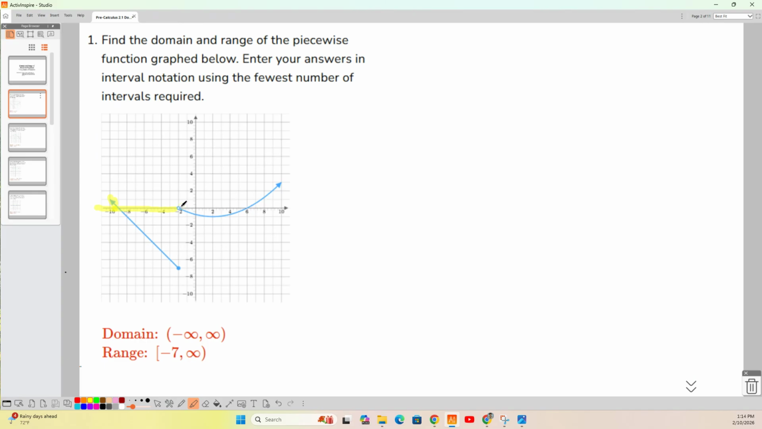Now, here's an open circle, but we have this closed circle here at -2. Because the closed circle exists here at an x of -2, that means that -2 is still a part of our x values. And then we continue. The graph exists for these x values forever. Because of this arrow here, that means the graph continues forever. So the domain goes from -infinity to infinity. -infinity and infinity always use parentheses.